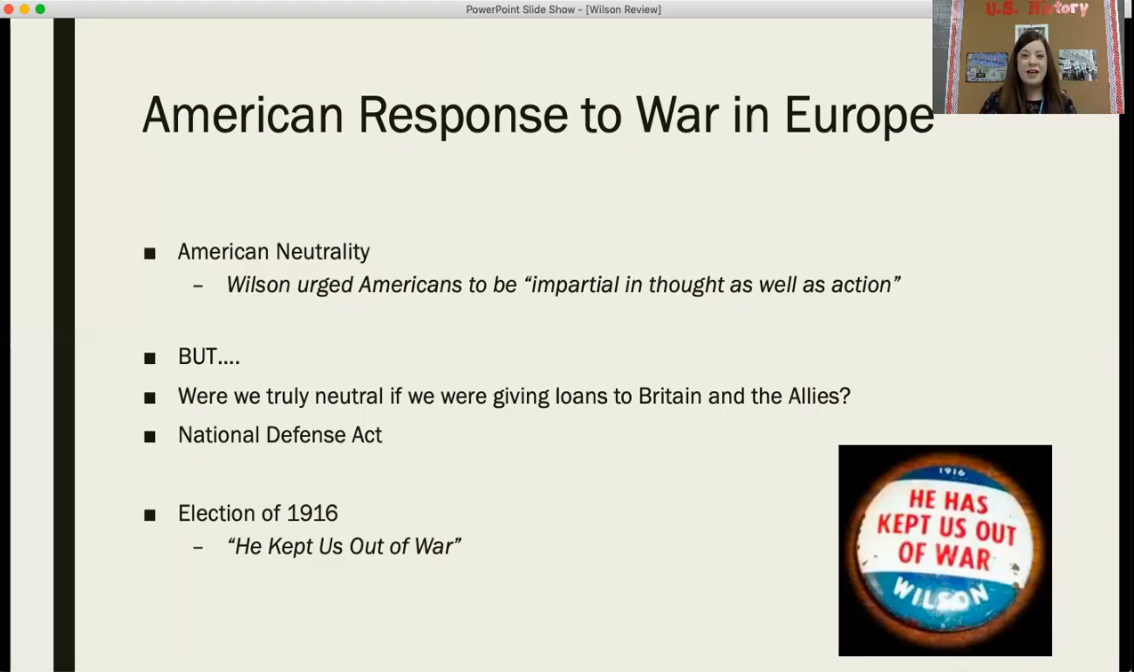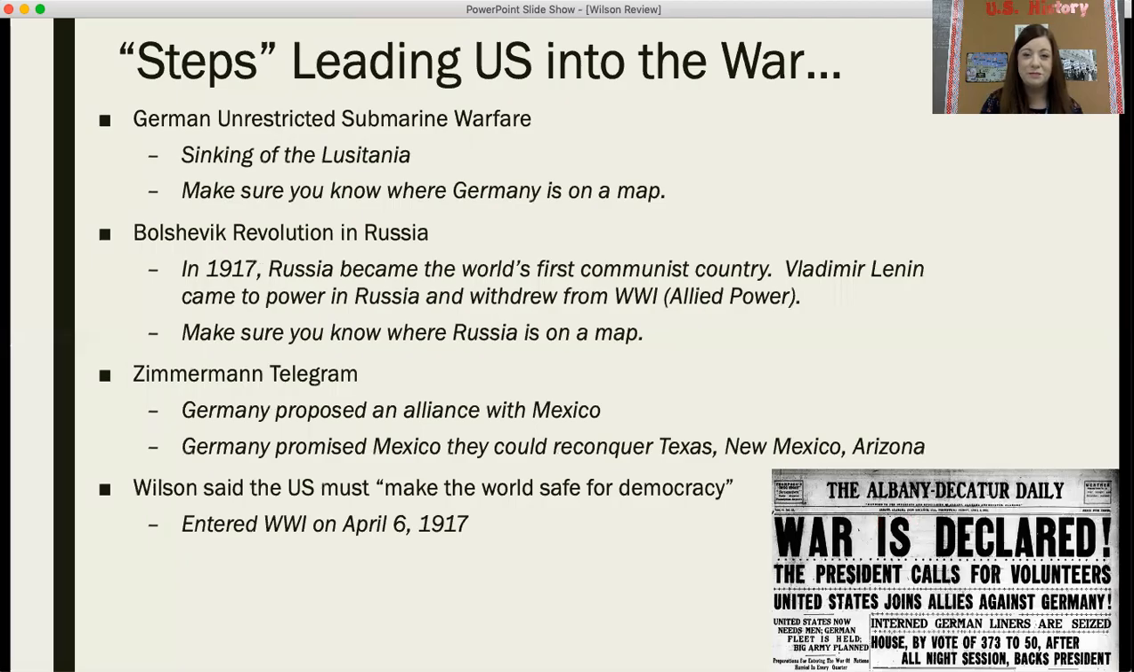So even though in 1916, when Woodrow Wilson is running for re-election, his campaign slogan is "He kept us out of war." Okay, he's priding himself on the fact that we're not getting involved. But remember, are we really truly being neutral if we're giving loans to one side and we're building up our military and building warships? Hey, that's really not truly being neutral.